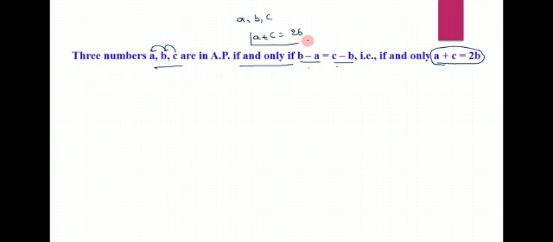How did we get this formula? With the help of the common difference only. Here this negative B we have transposed, and this negative A we have transposed to the other side, so that B plus B is equal to C plus A, that is 2B is equal to A plus C. That's it. We got it from the definition of arithmetic progression itself.